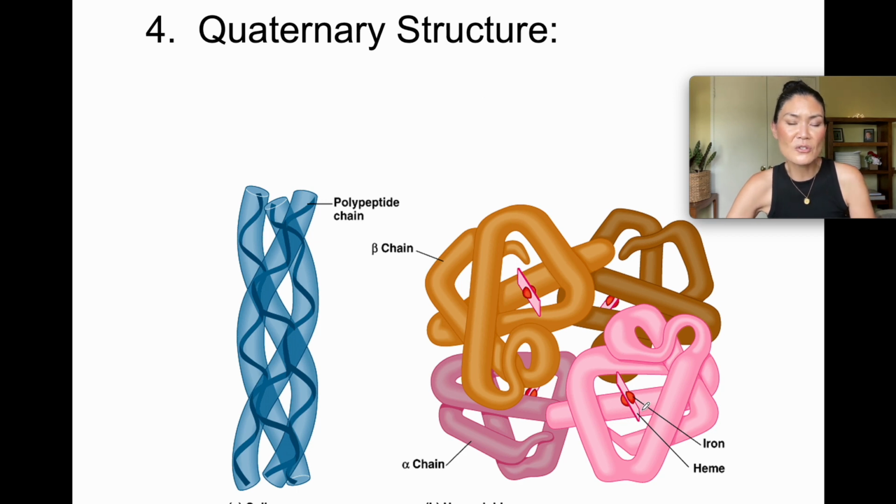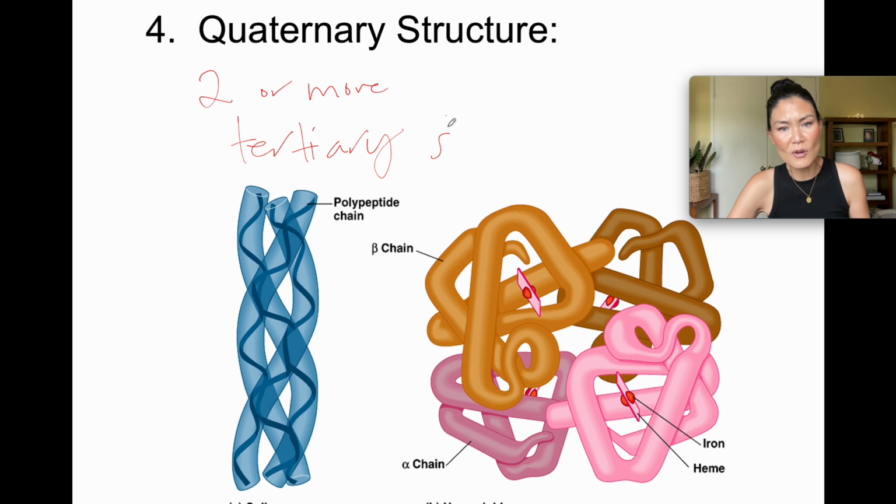In order to be functional, you have to have two or more tertiary structures coming together. So quaternary, which means fourth level, is two or more tertiary structures coming together. Okay, so here is collagen, which I mentioned is a structural protein in your skin. It's actually made up of three polypeptide chains.